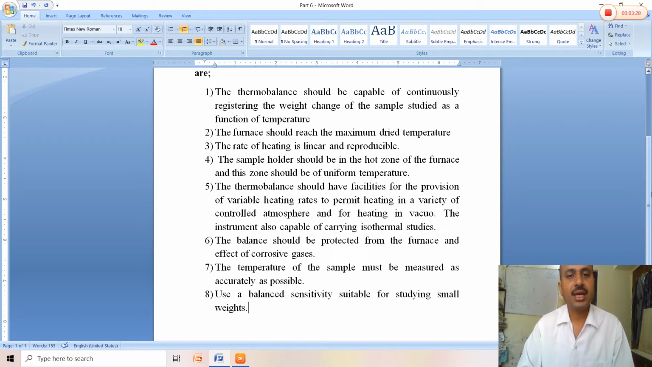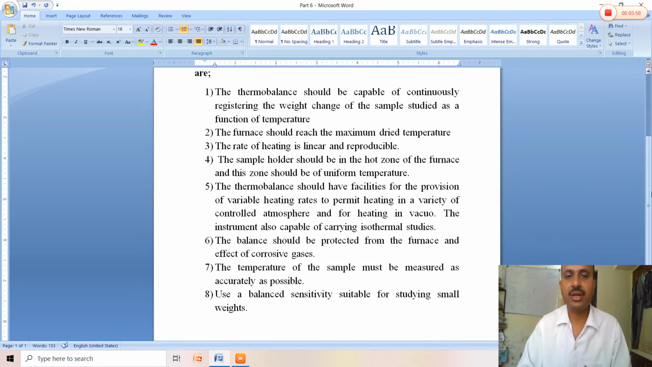Now the next one is that the thermobalance should have facilities for various heating rates, to permit heating in a variety of controlled atmospheres and for heating in vacuum. The instrument is also capable of carrying out isothermal studies. The instrumentation should give results accordingly with controlled atmosphere, and the linearity of heating, or the heating rate, should not be disturbed.